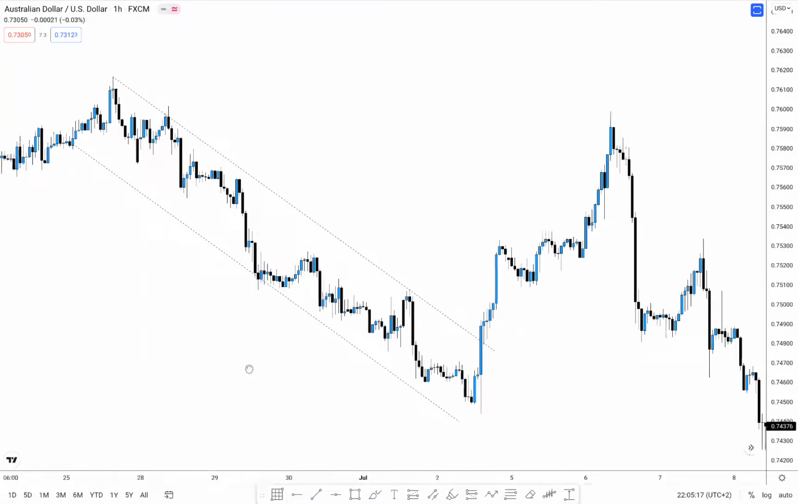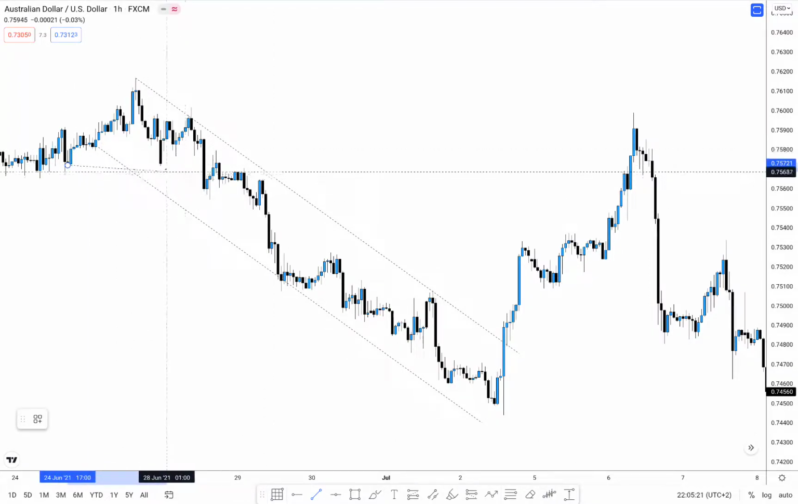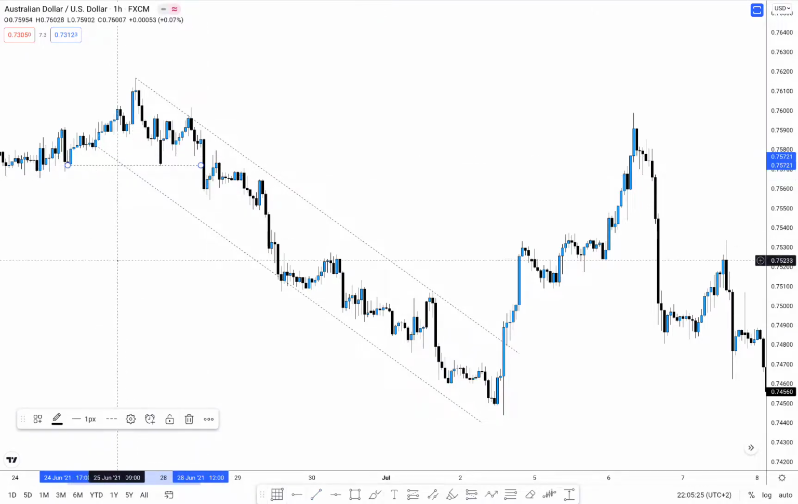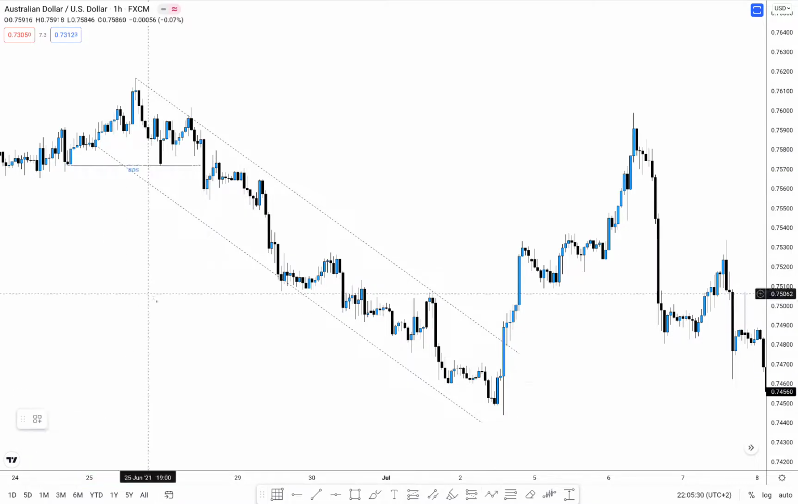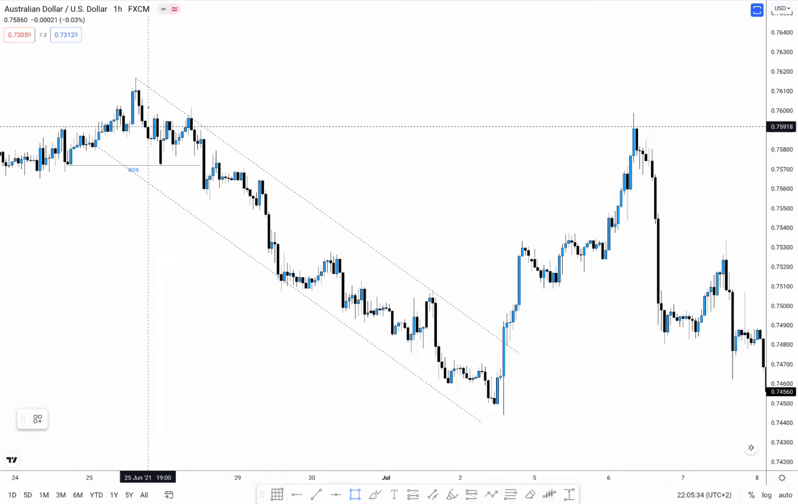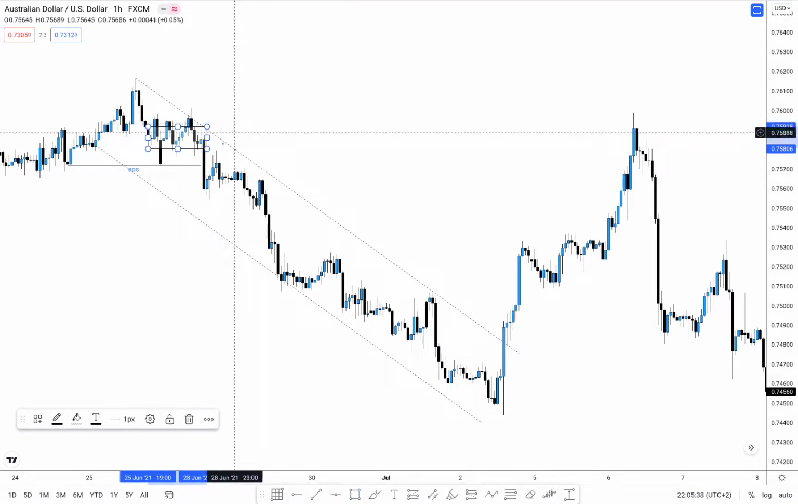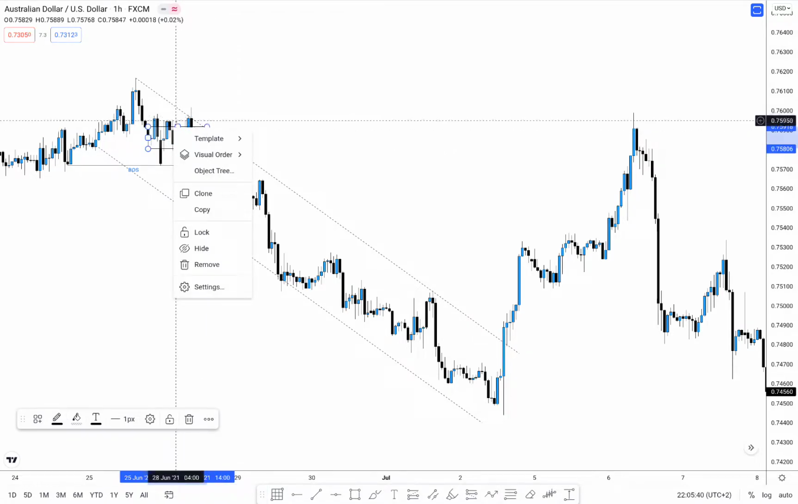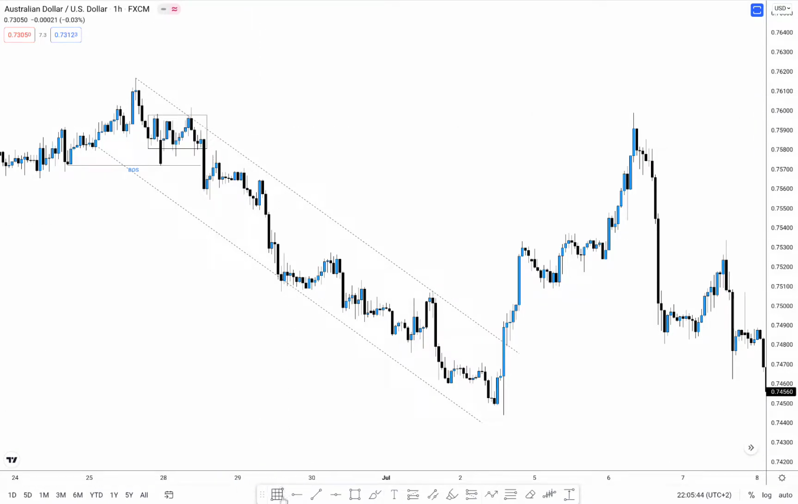So since we know that, okay, cool, we broke structure here, right? Broke structure here. BOS bottom. This now becomes our supply zone over here. This area of consolidation. This becomes our supply zone. Move this up. This becomes our supply zone, guys.